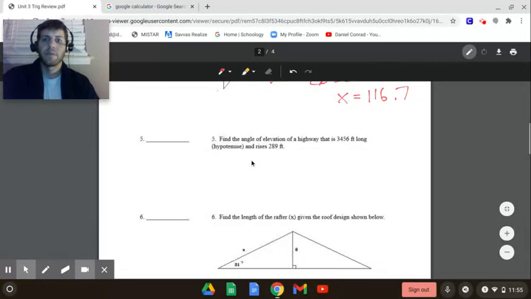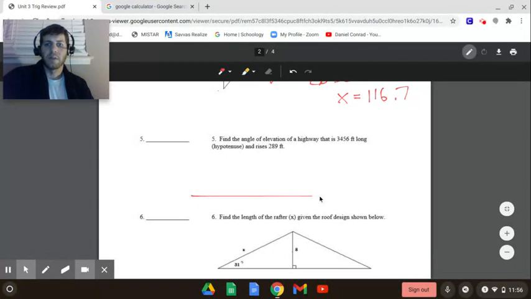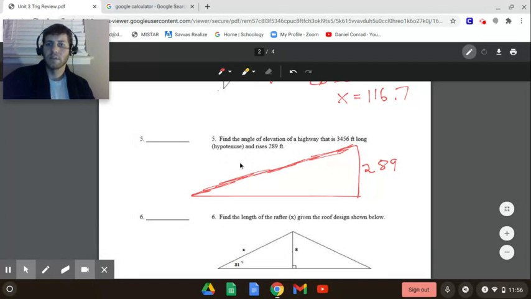Number 5, find the angle of elevation of a highway that is 3,456 feet long. That's your hypotenuse, and rises 289 feet. So we have a triangle. Okay, so this is our road. It rises 289 feet. Your hypotenuse here is 3,456 feet.